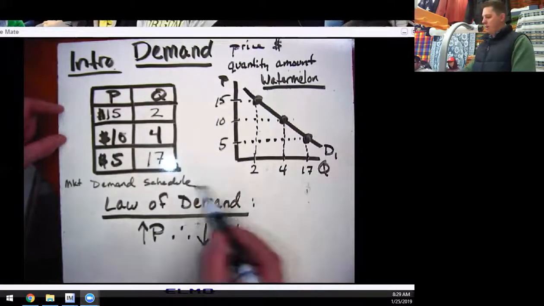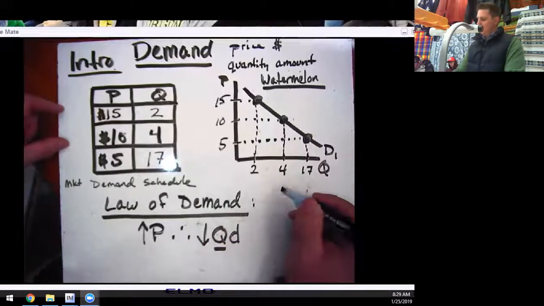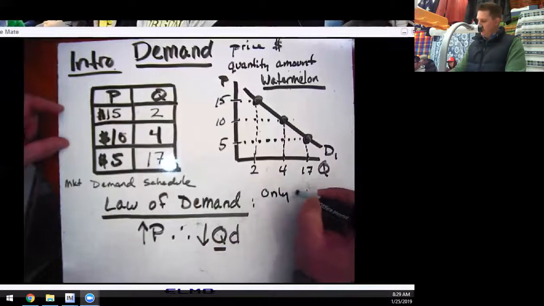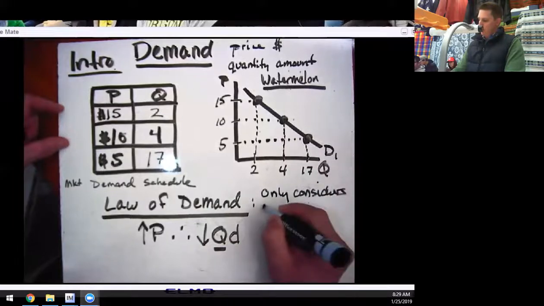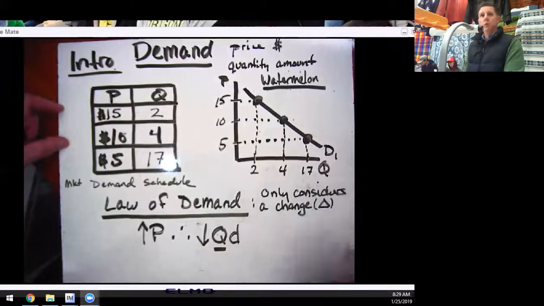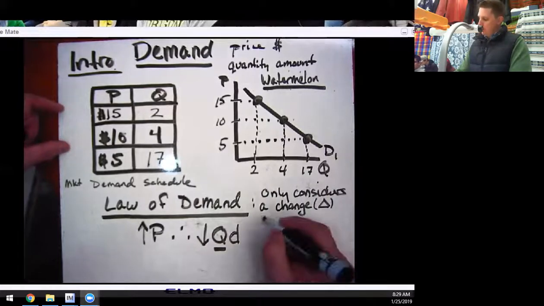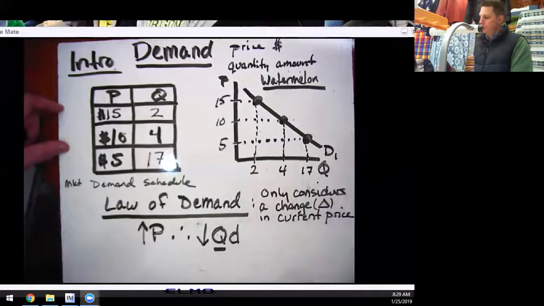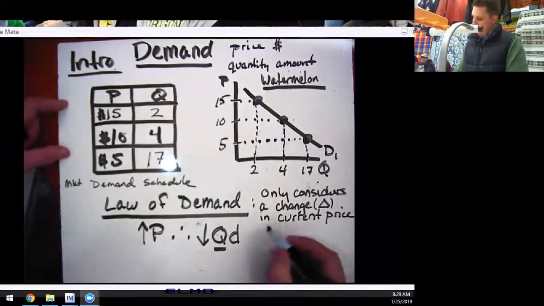And all we're doing right now, law of demand, only considers a change. You may see change written like that. You guys seen change in little triangle? Yes? Law of demand only considers a change in current price.